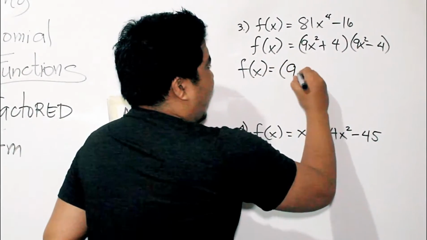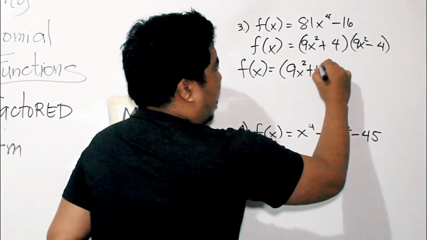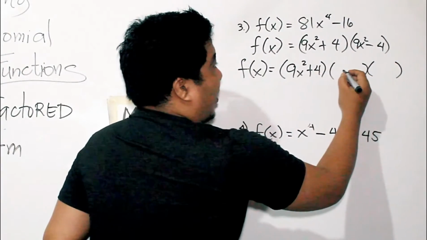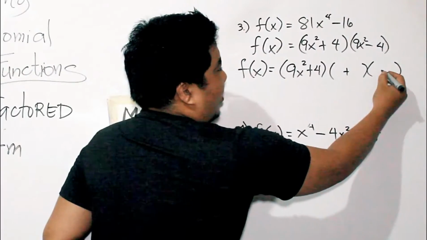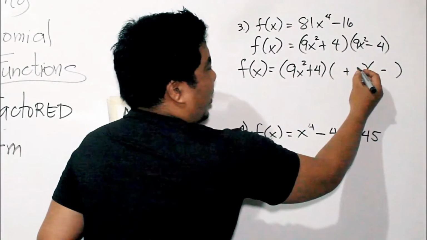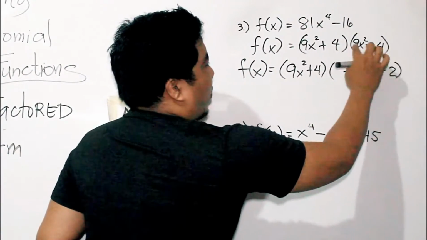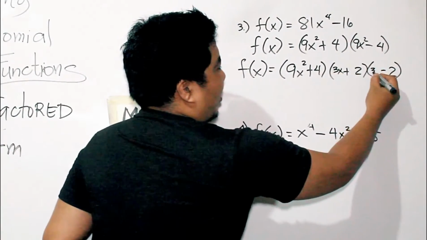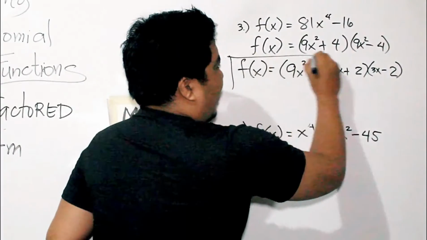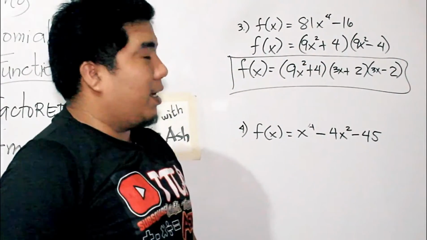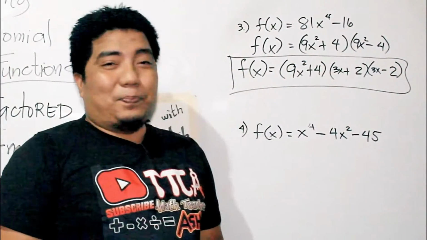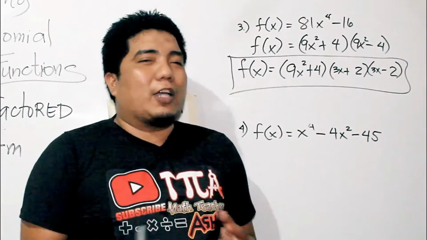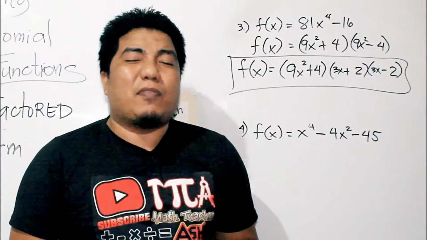So we have 9x squared plus 4. Then we will have another plus and minus here. So the square root of 4 is 2, and the square root of 9x squared is 3x. And now I have the final answer for my factored form. Easy, right? So that is how you get the factored form of this given polynomial function.